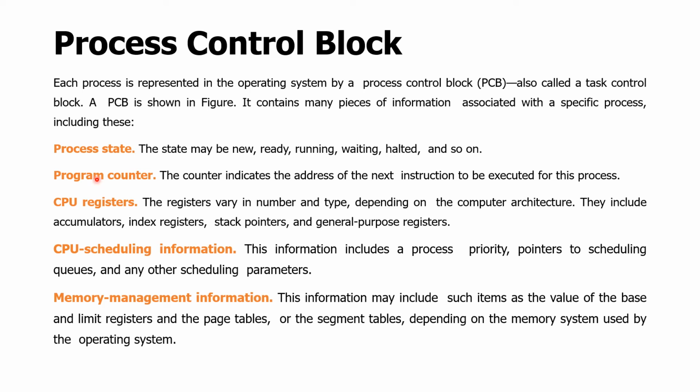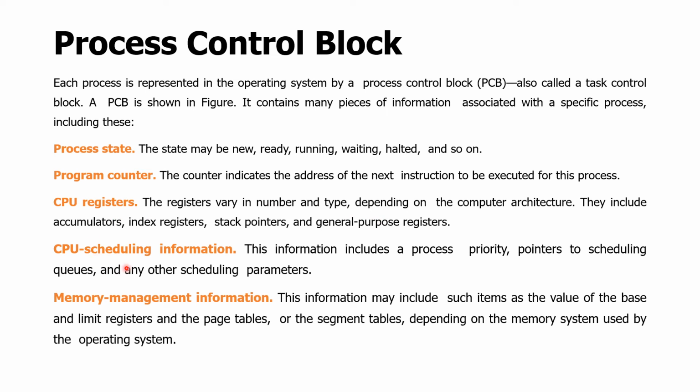The next information is the program counter. As you all know, the program counter indicates the address of the next instruction to be executed for this process. That information will be available in the program counter. It also contains CPU registers. The registers vary in number and type, depending upon the architecture of the computer. Some of them are accumulators, index registers, stack pointers, and general purpose registers.